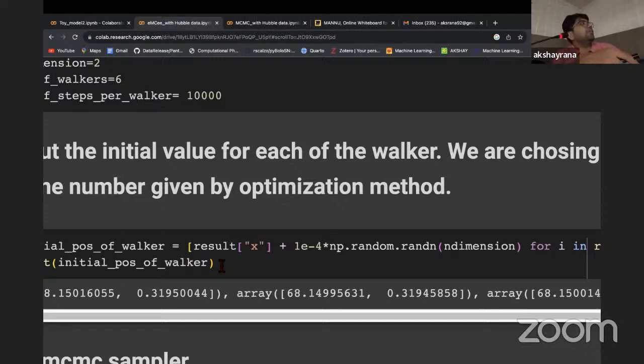You can change it if you want your workers to move very, very far. One worker there, you make it 10 to the power minus 2. I have chosen 10 to the minus 4 because I want my initial points to be different from each other. How different? This 10 to the power minus 4 I have chosen.